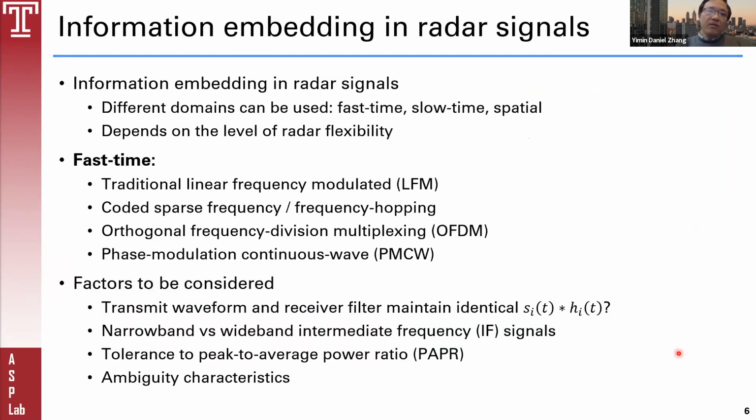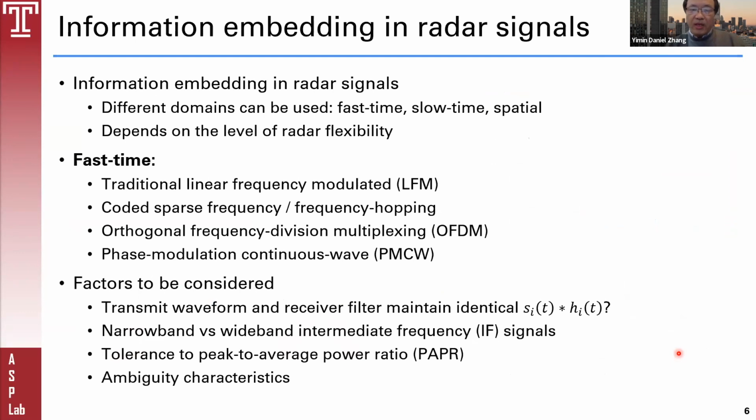So in other words, in radar applications, we have different dimensions of the signals we can use. Apparently we have the fast time and also the slow time and also the spatial domain when we use an array. So which domain we can use and how we can embed the information really depends on the complexity, but also on how flexibly the radar would accept this kind of change.